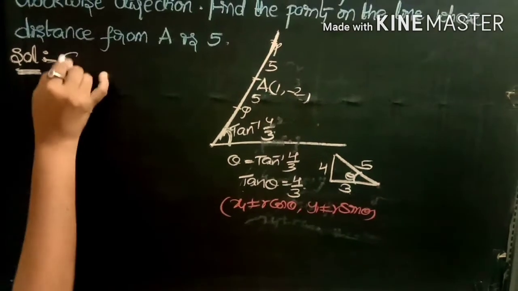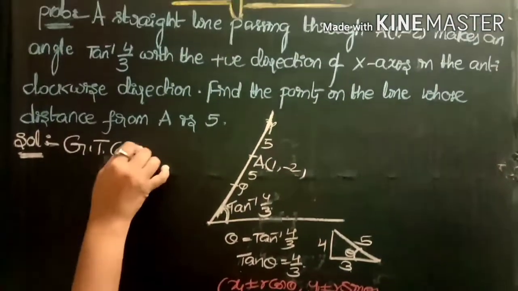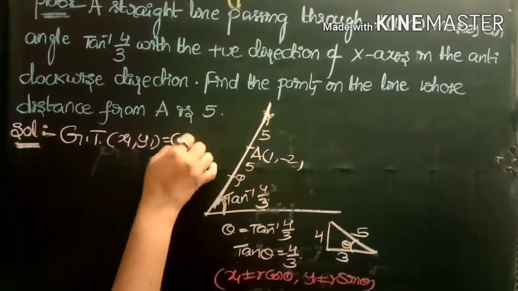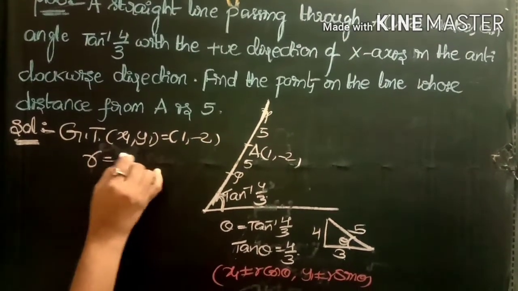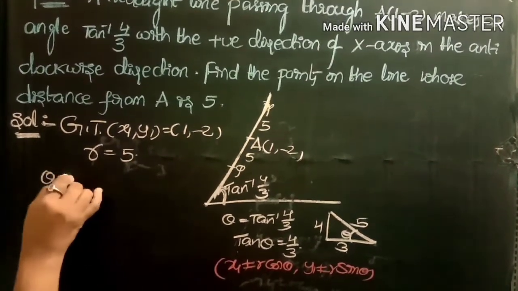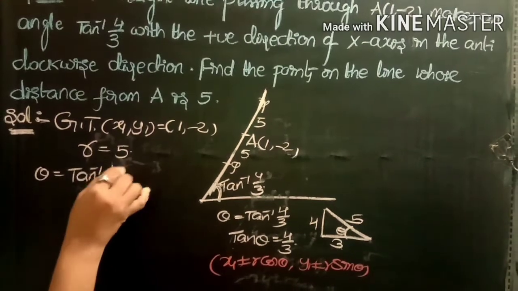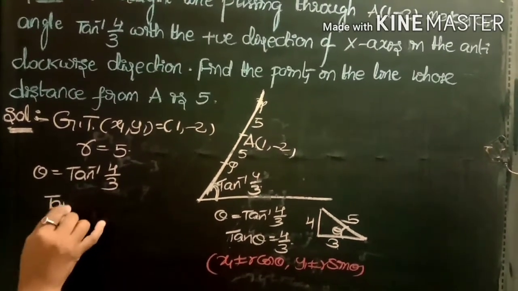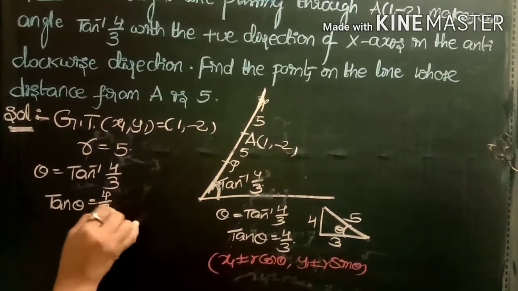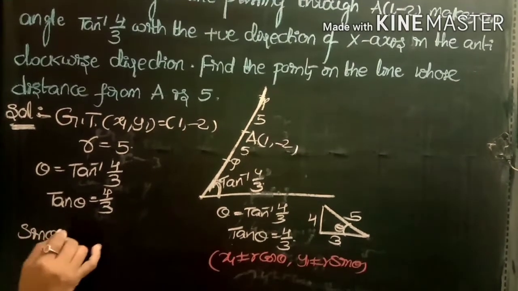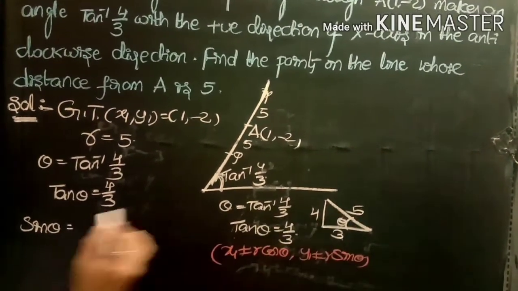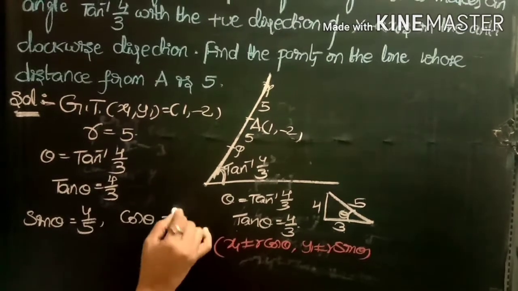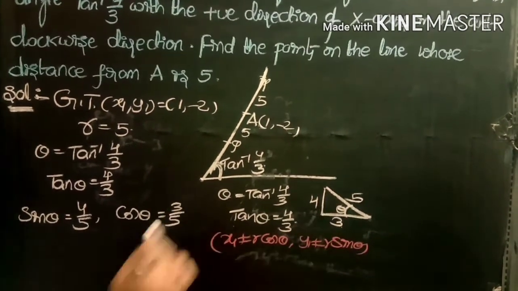Therefore, first we write the given data. Given that the point on the line, that is x1, y1, is equal to (1, -2), the distance r is equal to 5, and theta is given as tan inverse of 4 by 3. Then the value of tan theta is equal to 4 by 3. Therefore, we take the values of sin theta and cos theta. Sin theta is equal to opposite by hypotenuse, that is 4 by 5, and cos theta is adjacent by hypotenuse, that is 3 by 5.